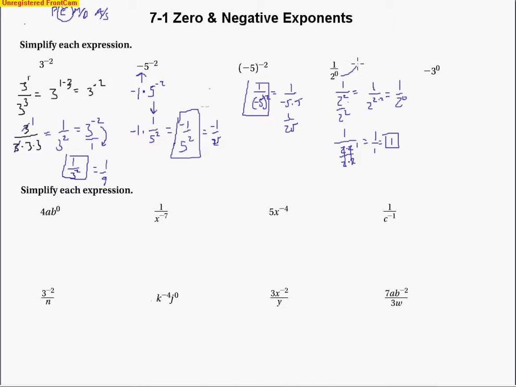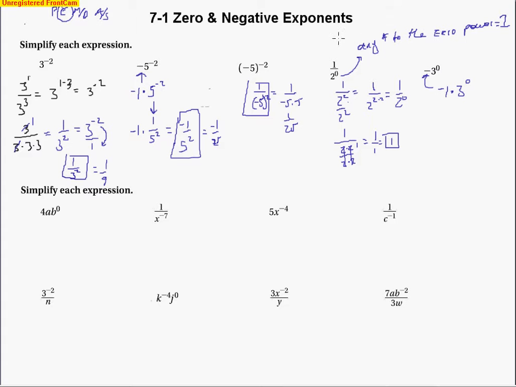So the rule is, anytime you have any number to the 0 power equals 1. But this one's a little different because we have that minus sign in front. That's the same thing as negative 1 times 3 to the 0 power. So again, typically we wouldn't concern ourselves with this situation.